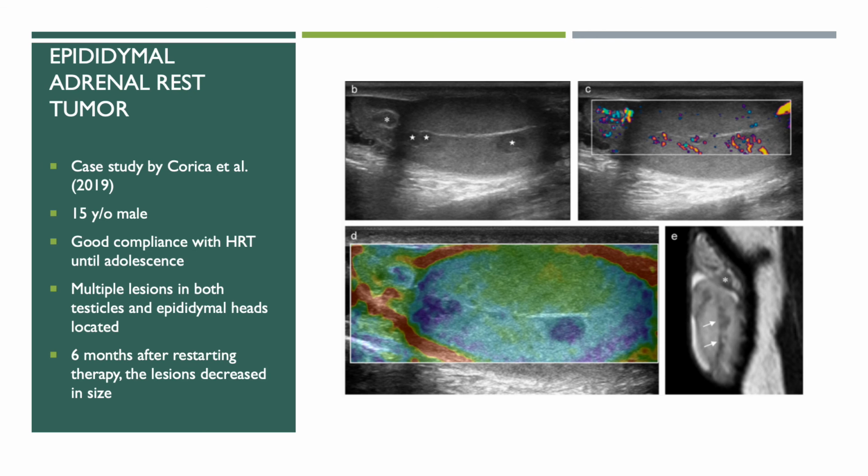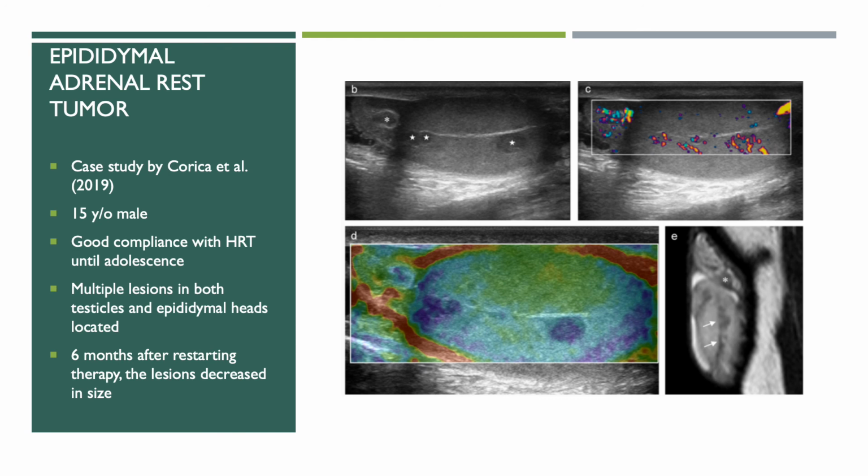I have one more case study to share with you here. This is a 15-year-old male with congenital adrenal hyperplasia who complied well with his medication until he was about 14 years old. He had yearly testicular ultrasounds and regular biochemical testing. His hormonal and metabolic control was adequate until adolescence. He had normal annual ultrasounds until he was 15.